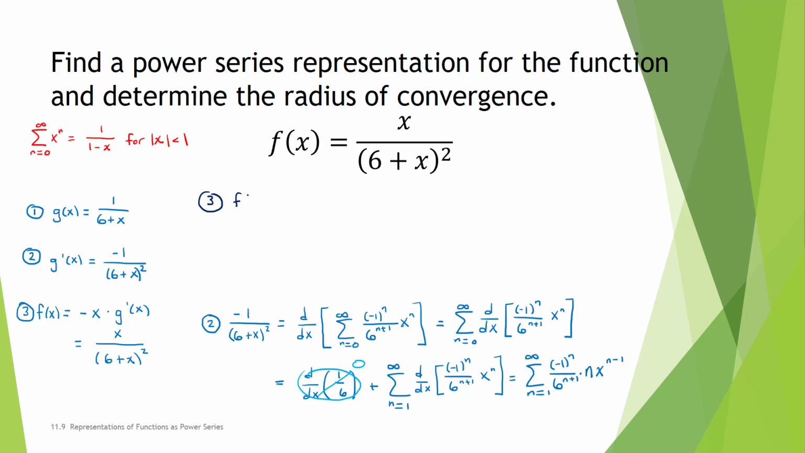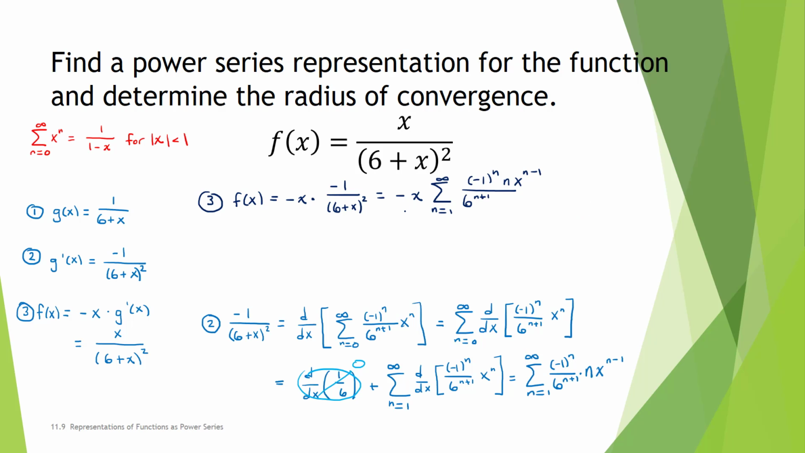I need a little more space for step 3. So for step 3, our function f of x is negative x times negative 1 divided by 6 plus x squared. Or in other words, negative x times the power series from n equals 1 to infinity, negative 1 to the n, divided by 6 to the power n plus 1, times n times x to the n minus 1.